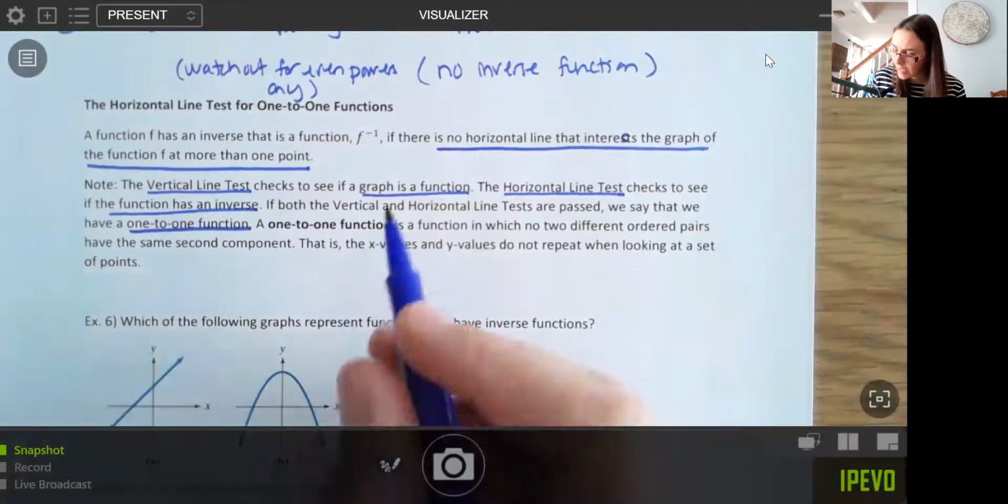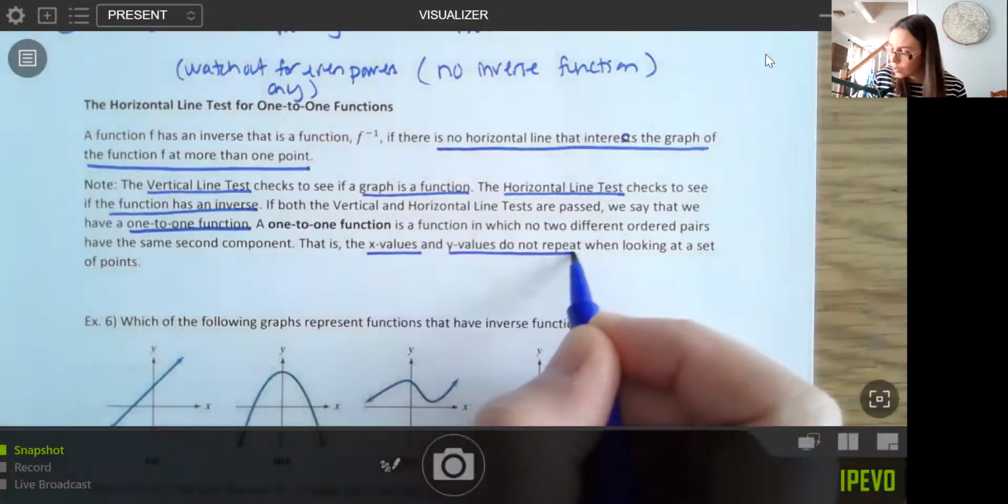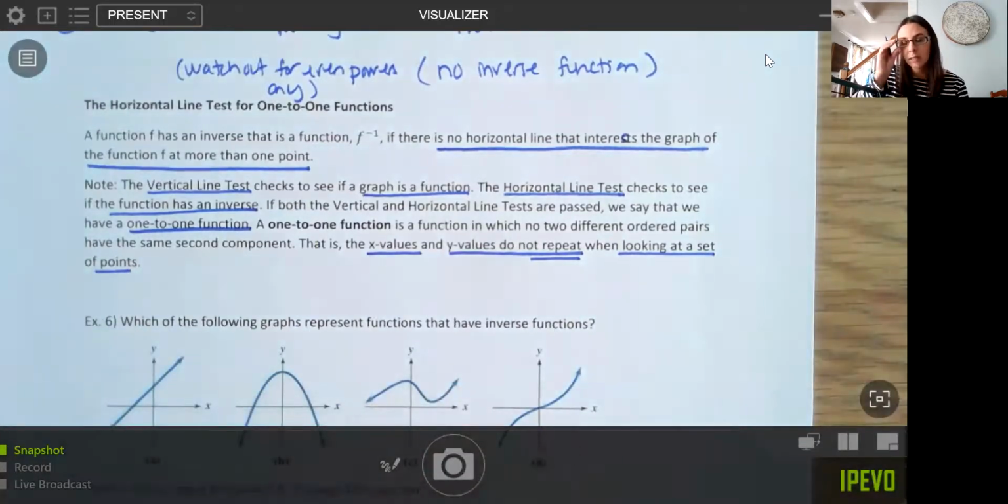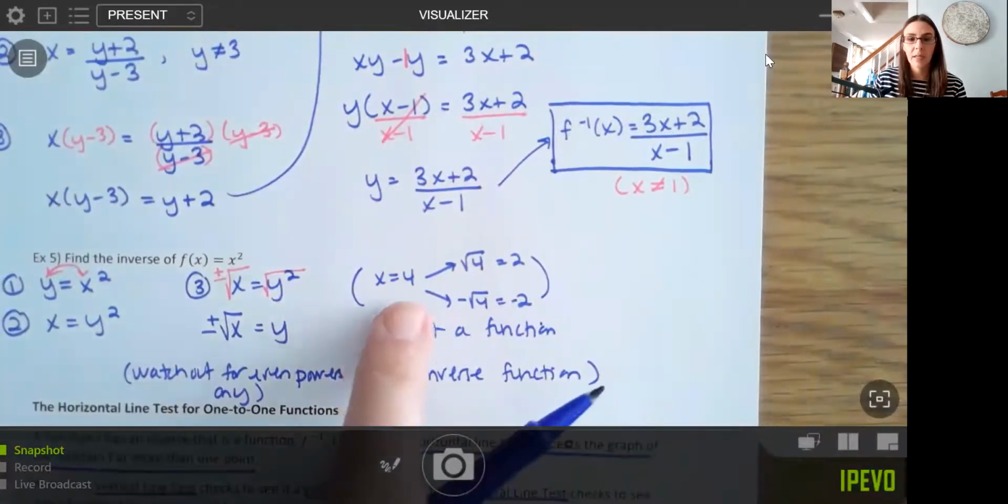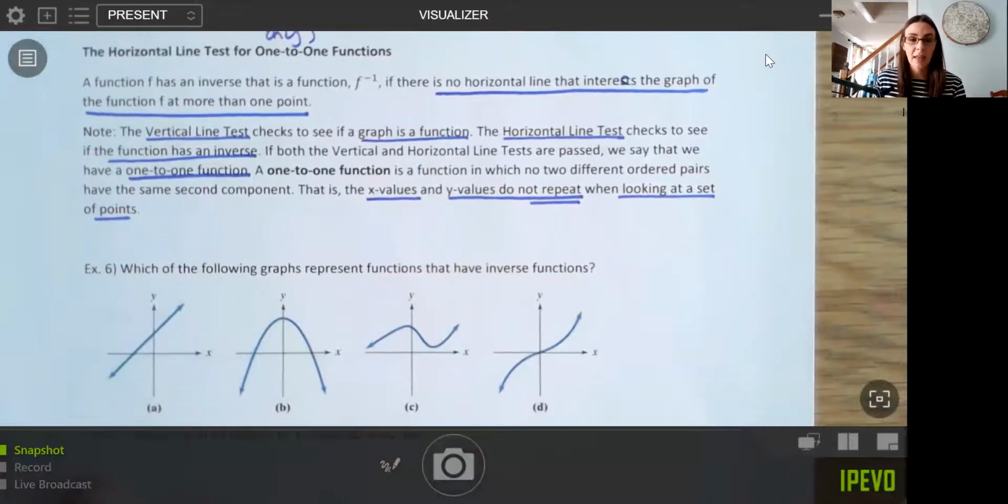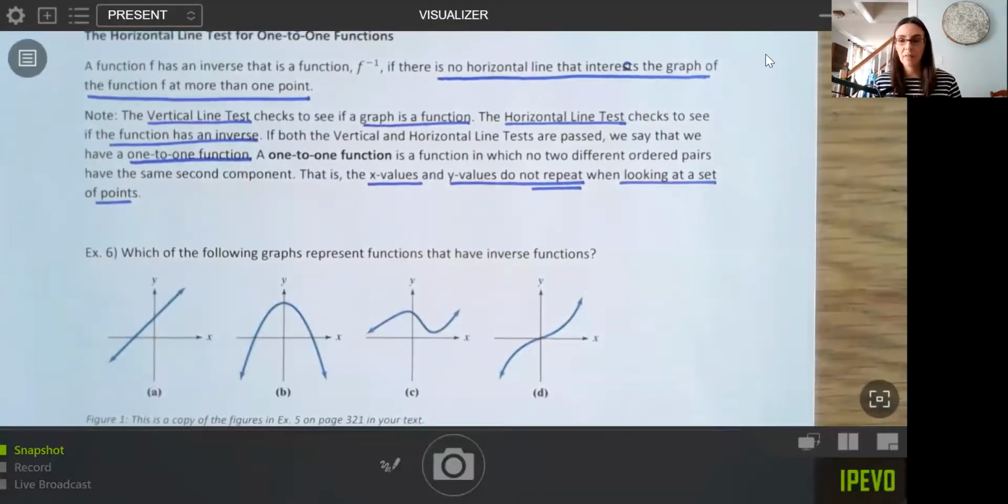So what you see there is that the x values and the y values do not repeat when looking at a set of points. So remember, for functions, if the x value repeated and that same x value went to two different y values, like we saw in the last example here, then that was not a function. But we didn't worry about if the y value repeated. So now we're looking at both. If something is a one-to-one function, then your x values and your y values are not repeating. So every set of x values is unique, and all the sets of y values are unique there as well.